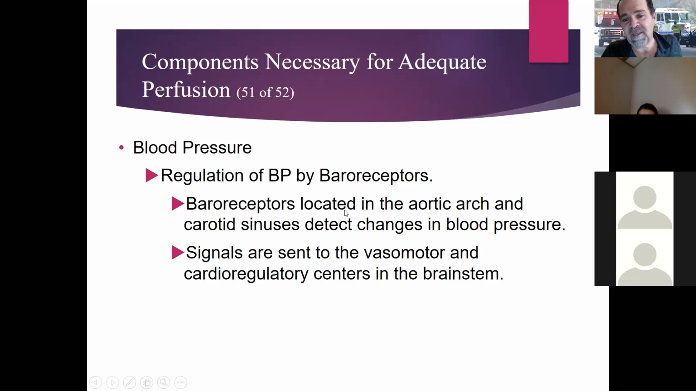So baroreceptors located in the aortic arch and the carotid sinuses detect changes in the blood pressure. Then the signals are sent to the vasomotor and cardioregulatory centers in the brain. The vasomotor center either constricts the blood vessels or dilates them, and the cardioregulatory center either increases contractile force and heart rate, or decreases contractile force and heart rate.